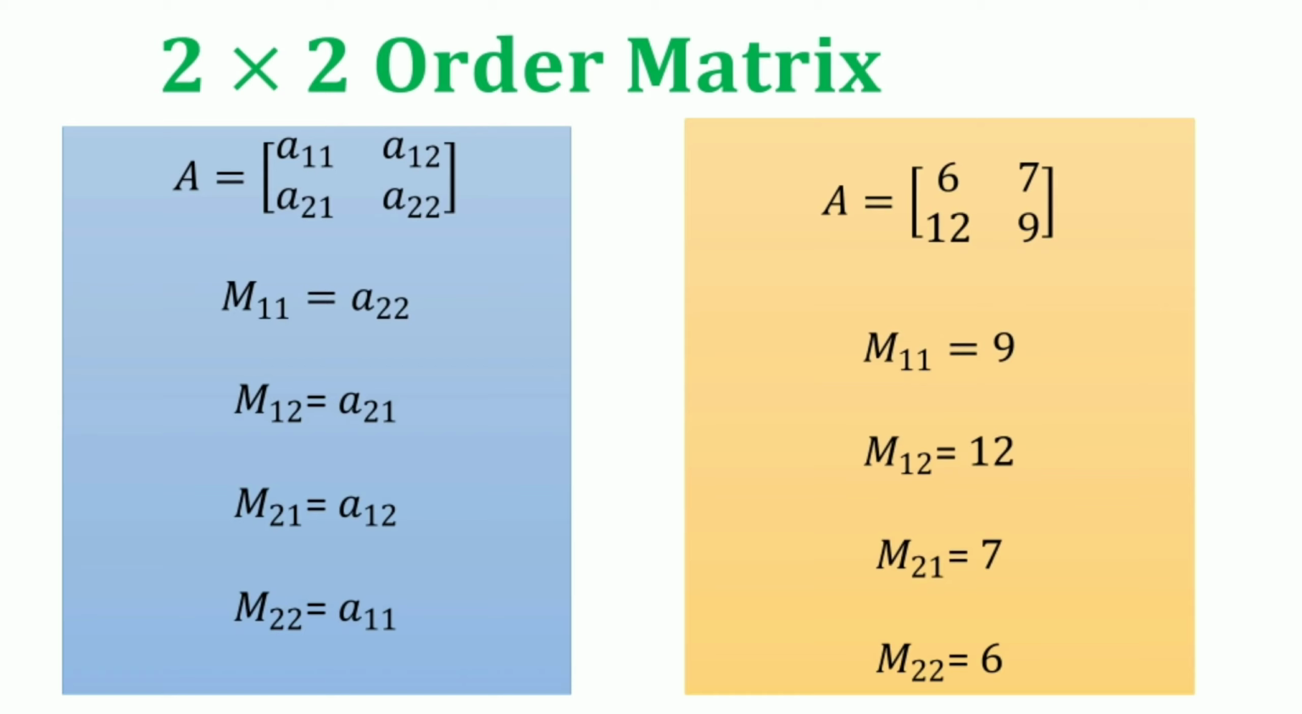Consider an example of a 2 by 2 order matrix, A equals 6, 7, 12, 9, and we want to find the minors. M11, by removing the row and column, is 9. M12, by removing the row and column, is 12. M21, by removing the row and column, is 7. And finally M22, found by removing the row and column, is 6.